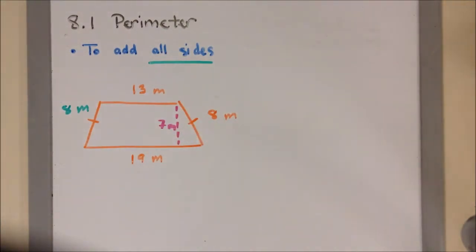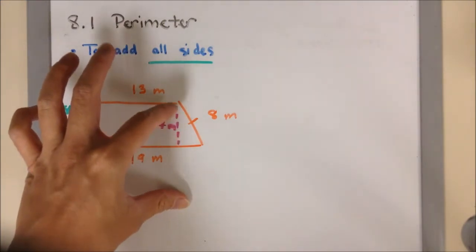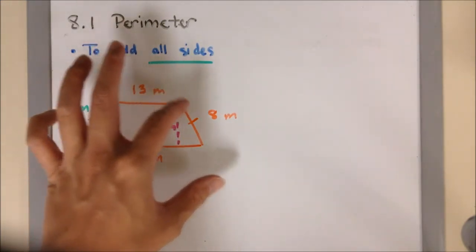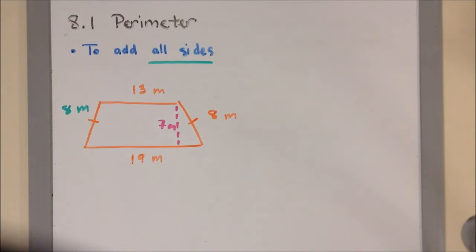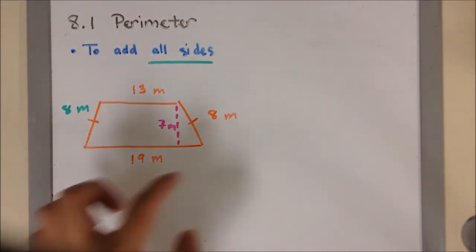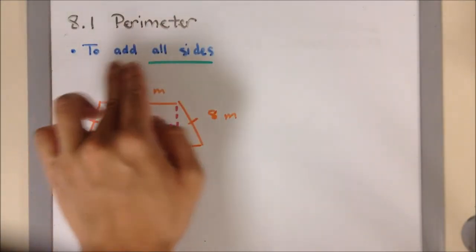So, to review, when you're finding perimeter, you're just adding the sides. If you look, the height is not actually a side of the polygon, so we're not going to use the information of height. If you do see it, make sure to read the question carefully. If it asks you about area, you might have to use the height. But if you're looking for perimeter, then you're only using the information from the sides. Again, perimeter is to add all sides.